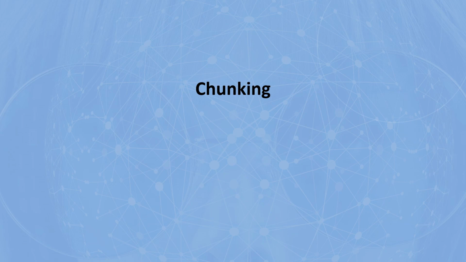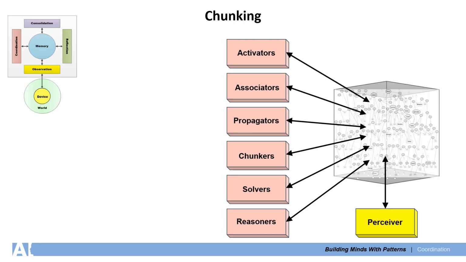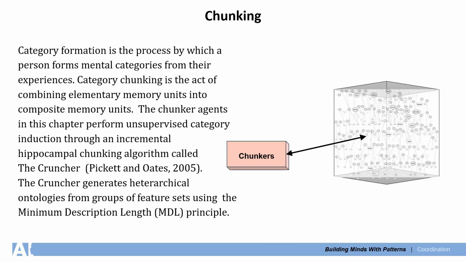Chunking. Category formation is the process by which a person forms mental categories from their experiences. Category chunking is the act of combining elementary memory units into composite memory units. The chunker agents in this chapter perform unsupervised category induction through an incremental hippocampal chunking algorithm called the cruncher, by Mark Pickett and Tim Oates in 2005.